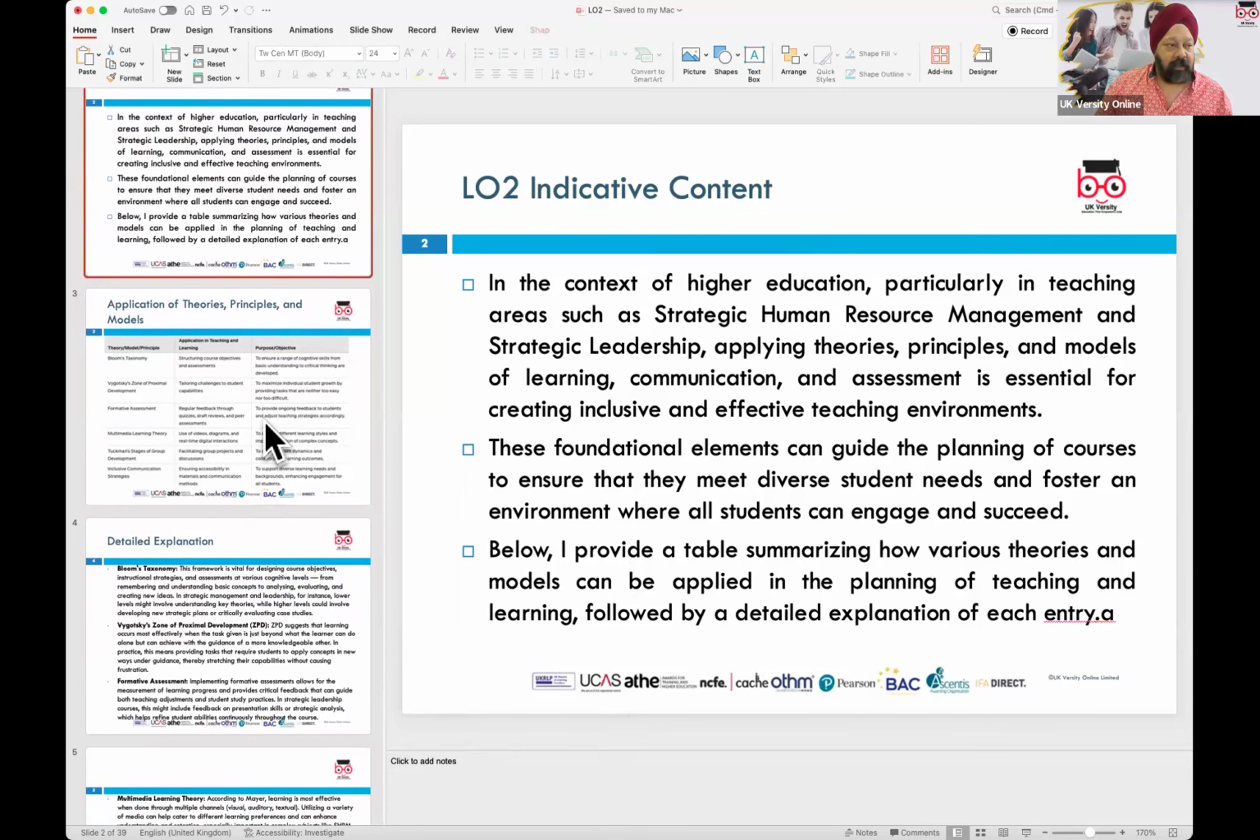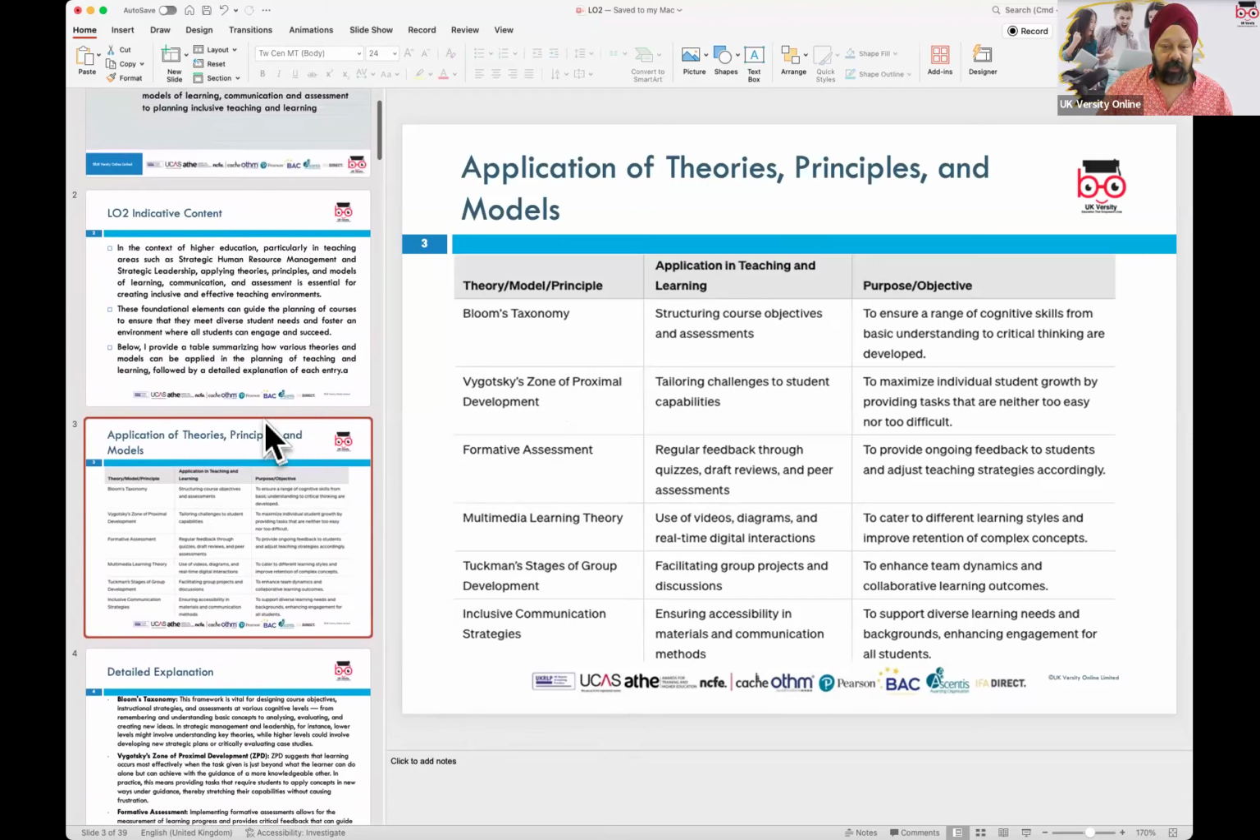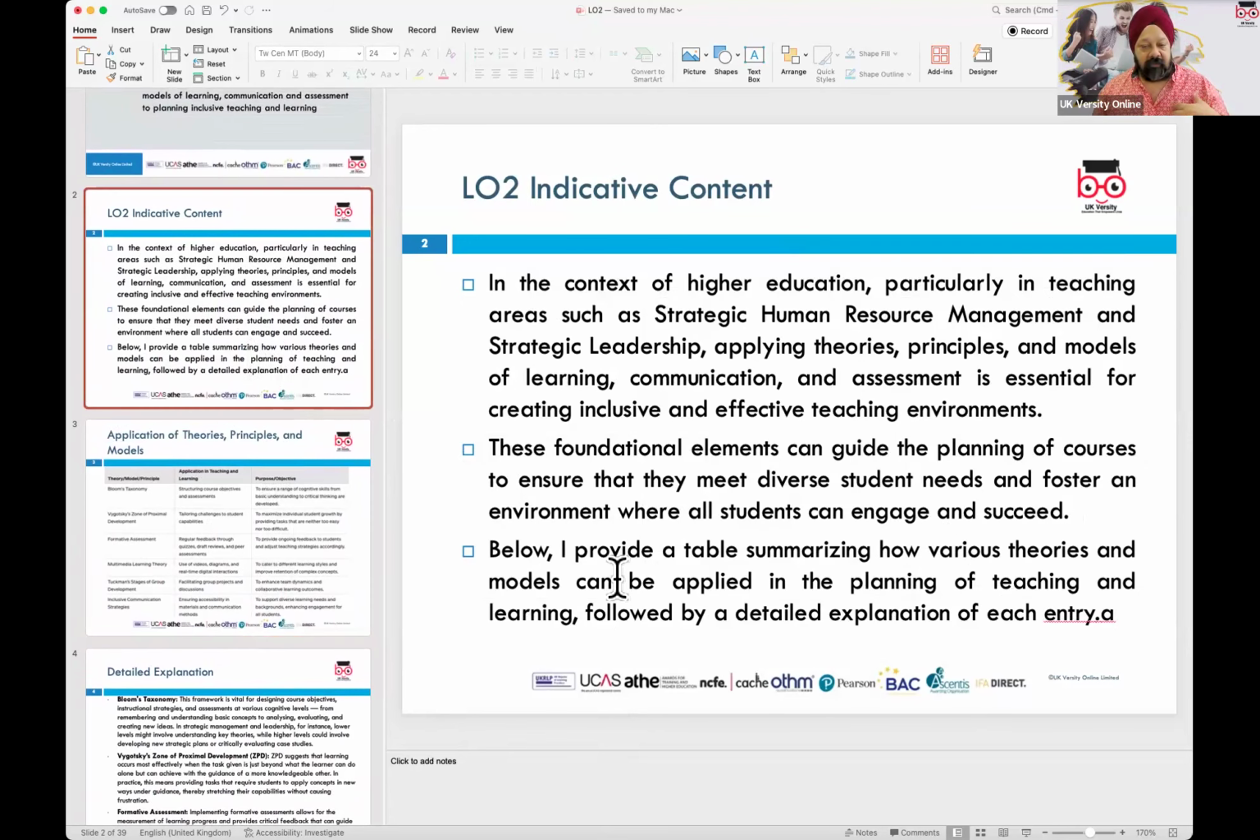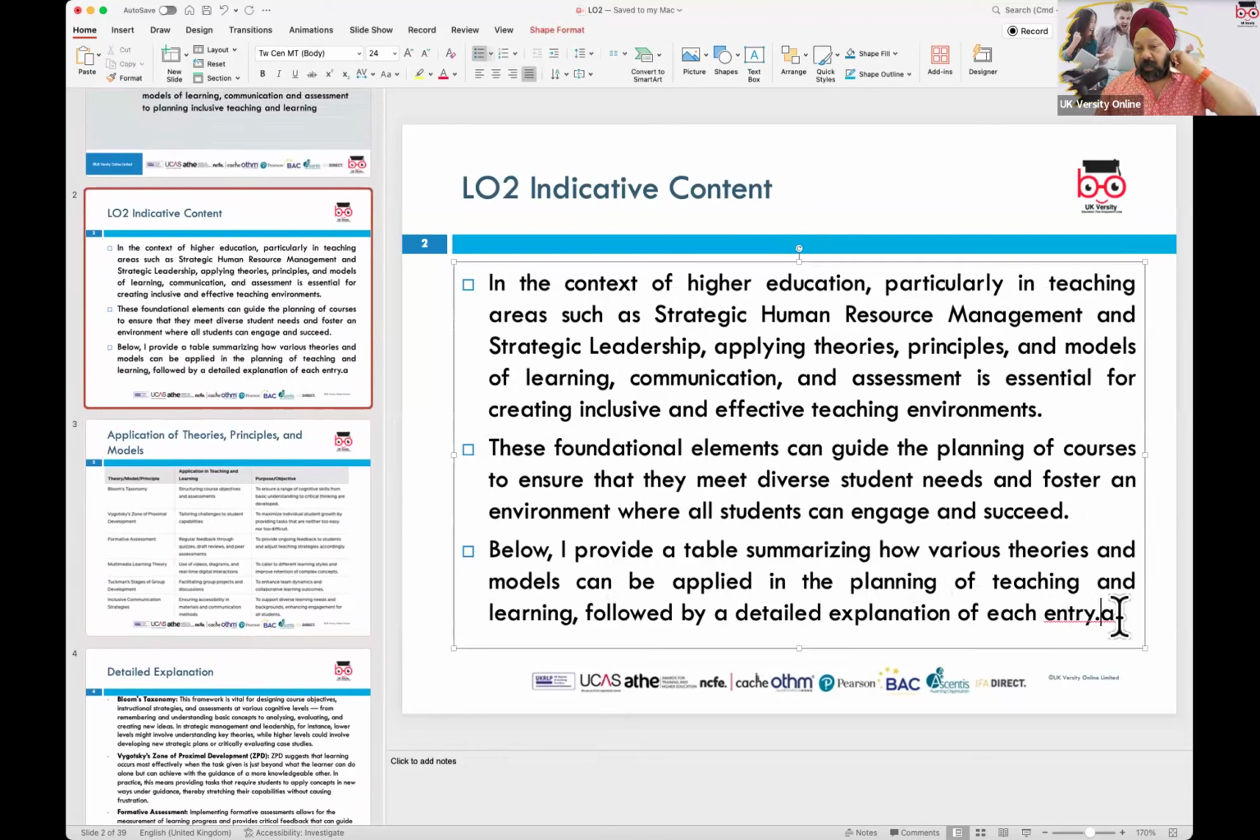What I did at the start of the presentation for learning outcome 2 is I have looked at my own areas. In the entire presentations that I have redeveloped, I've looked at higher education as the sector, in which I have looked specifically at a particular subject area, which is strategic management.